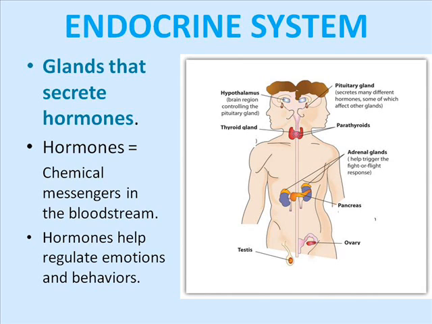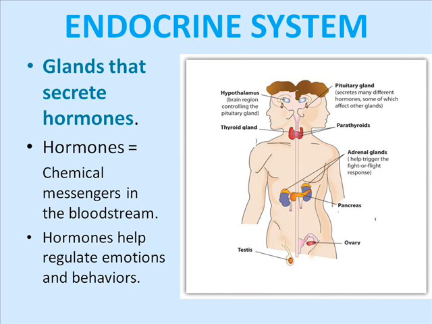These glands secrete hormones. Hormones are generally created within the body, although they can be replaced artificially if your body's not producing enough. Hormones are basically chemical messengers that exist in the bloodstream rather than in the nervous system, and the hormones help regulate your emotions and behaviors. A variety of these glands and the hormones they produce are shown on the slide above.